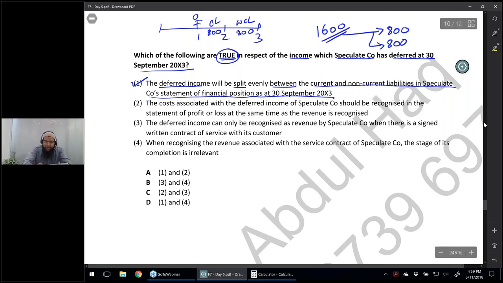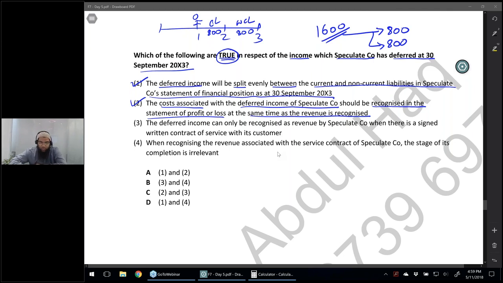The cost associated with the deferred income of Speculate company should be recognized in the statement of profit or loss at the same time as revenue is recognized. So when the revenue is recognized, at the same time the cost will be recognized. Yes, this is called the matching concept, that revenue and cost should match in the same accounting period. So statements 1 and 2 both are correct.